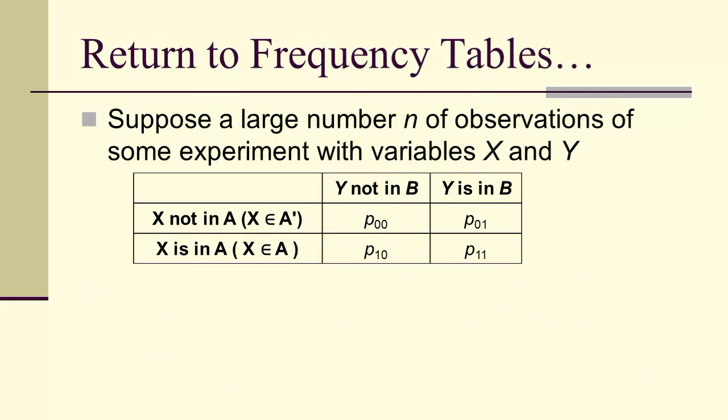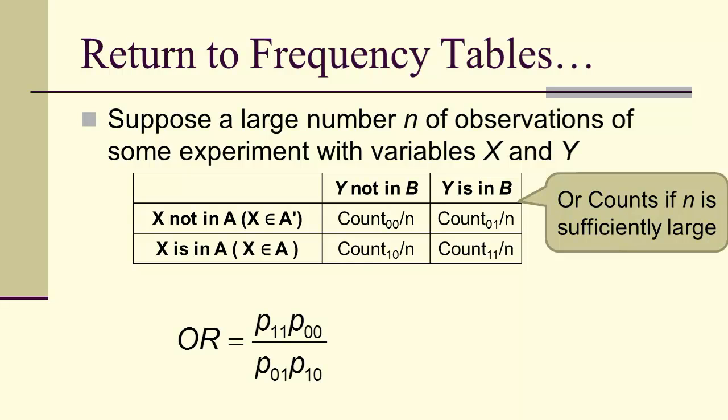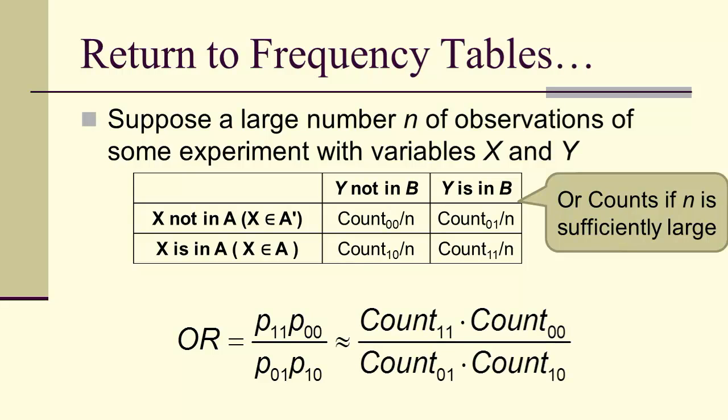Now let's go back to our frequency tables. If we have a very large number n of observations of some experiment with variables x and y, then we can replace the probabilities by counts if the n is sufficiently large. And so we can go back to our concept of the counts with the two-way table. And in this sense, the odds ratio would be the ratio of count 1,1 times count 0,0 over count 0,1 times count 1,0.